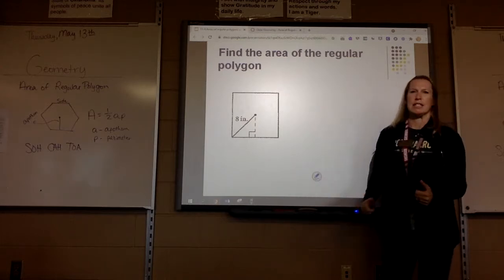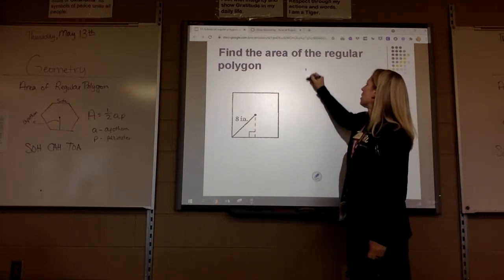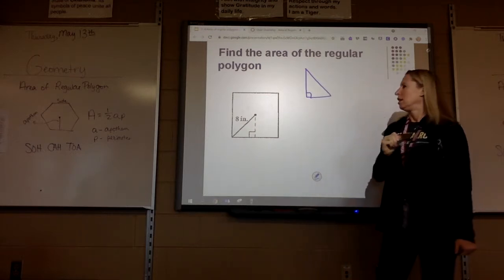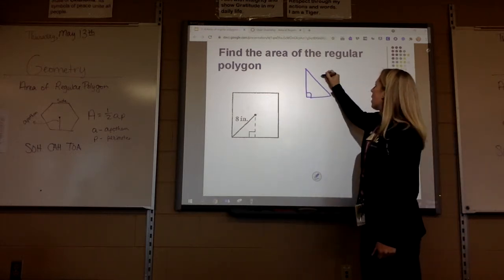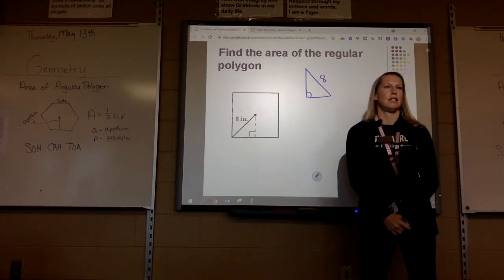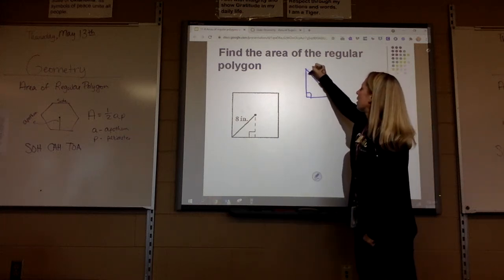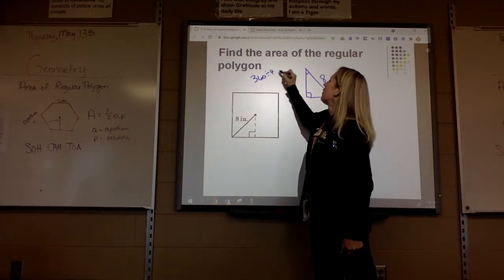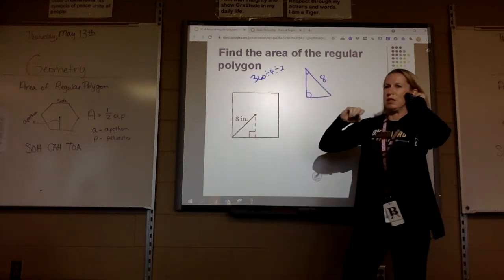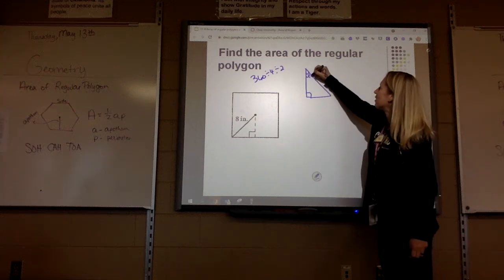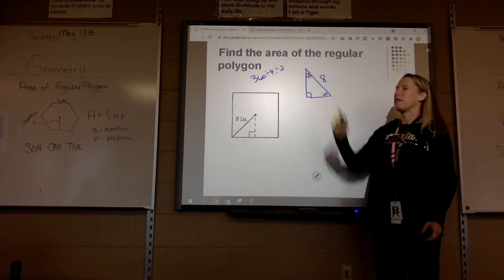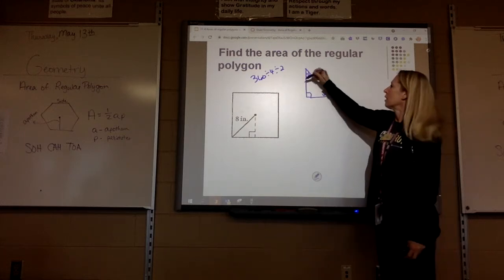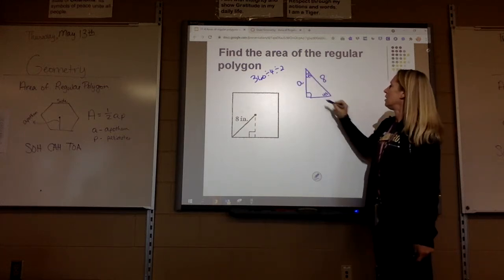So again, I know my radius. All right, I'm going to draw my right triangle. First step, draw the right triangle. Label what we know, so I know my hypotenuse is 8. You remember how to find the top angle? 360 divided by 4 divided by 2. 45. So the good news is it's 45, 45, 90. So these two sides are going to be the same, apothem and side length.